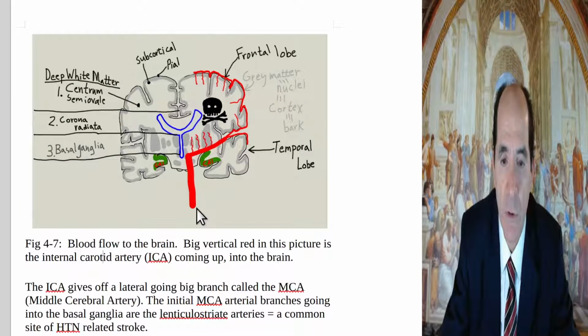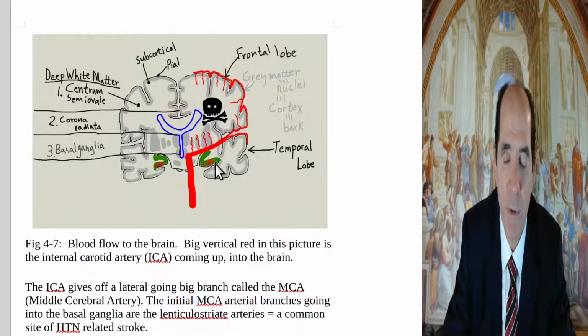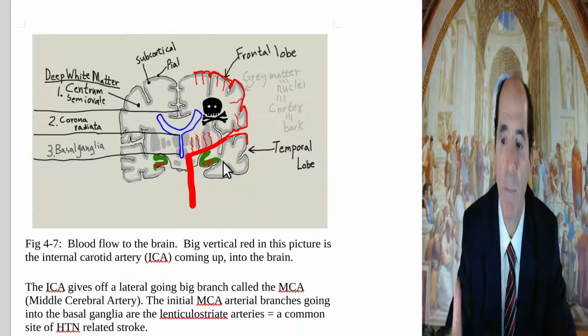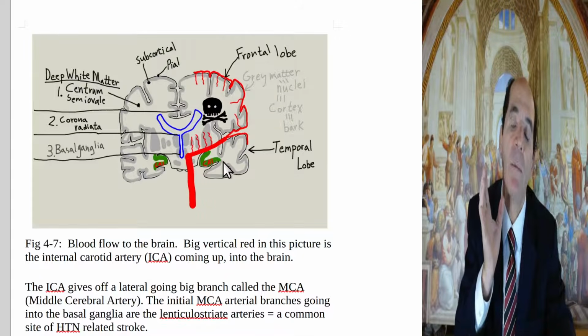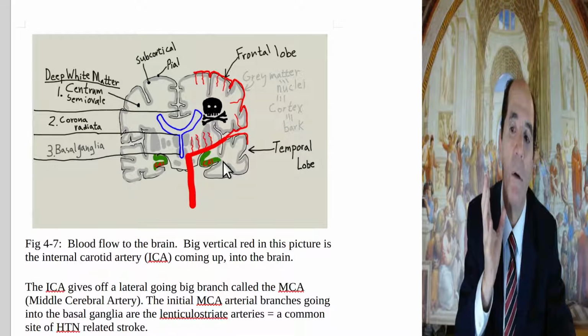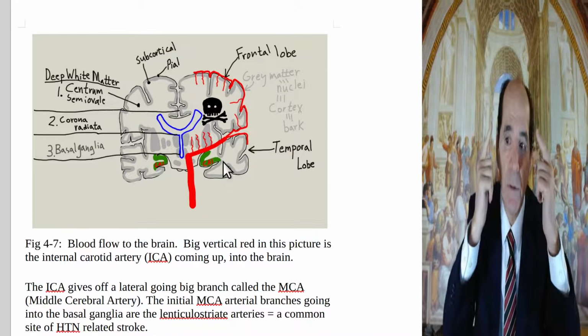This is the internal carotid artery. It goes up into the brain. You can remember the carotid as being like your thumb. Stick your thumb under your jaw. That's your internal carotid. It goes up deep into the center of the brain.